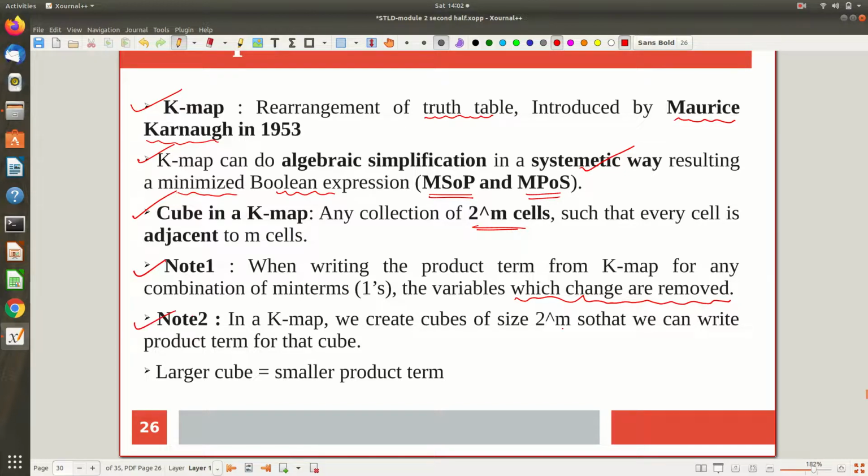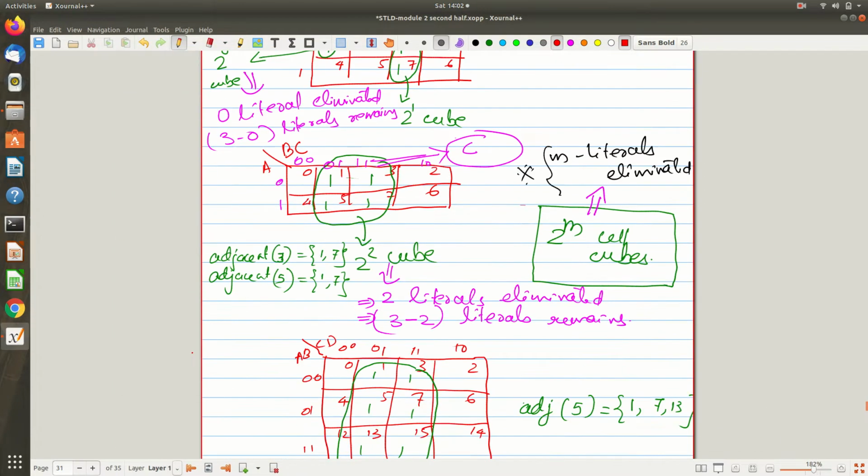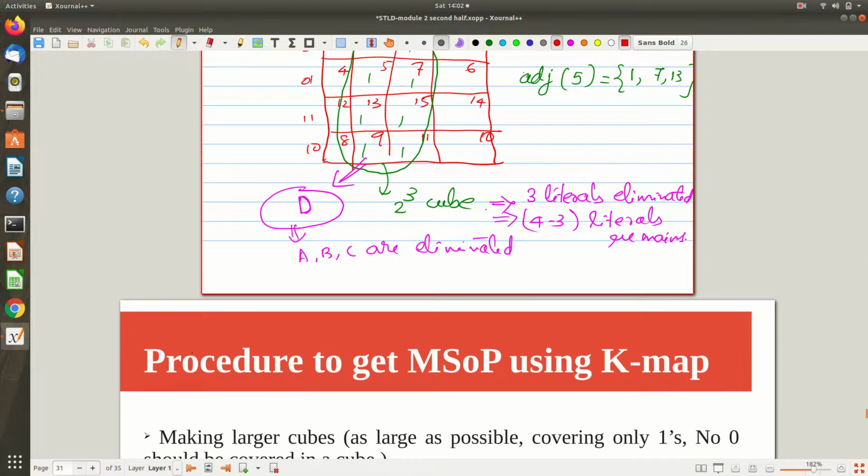Now in a K-map, the second note is like this. We create cubes of size 2 power m so that we can write the product term for that particular cube, and for every cube we write the product term. And this is very important: the largest group corresponds to the smallest product term. So always try to get the largest group containing all the ones. That is our idea.